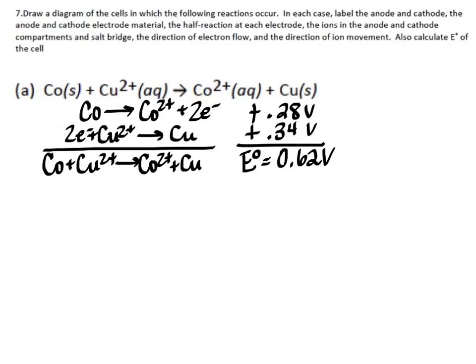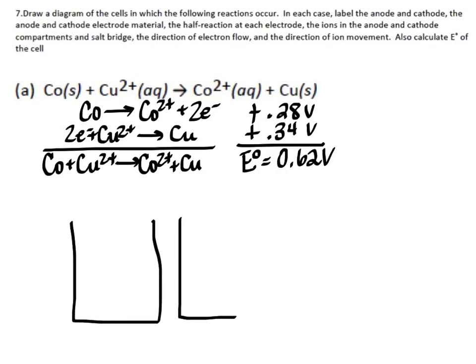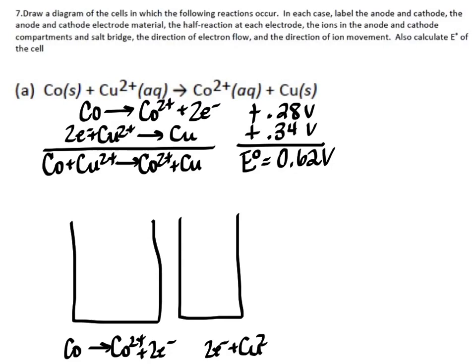Okay, so let's go ahead. What do you guys want to draw first? We need to draw 2 cells. So here's a cell, and here's a cell. What do y'all want to be in the first cell? Cobalt? Okay, so let's go ahead and underneath it put cobalt's reaction, Co goes to Co 2 plus plus 2 electrons. And then on the other one, we have 2 electrons plus Cu 2 plus goes to Cu.